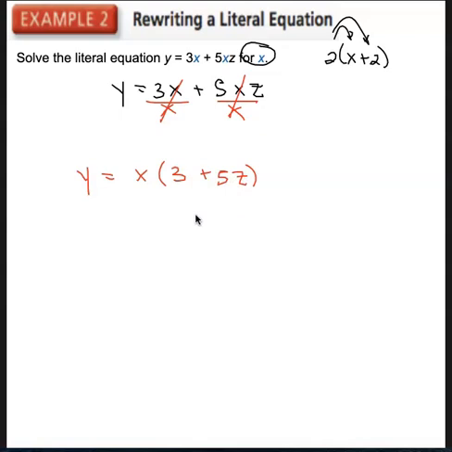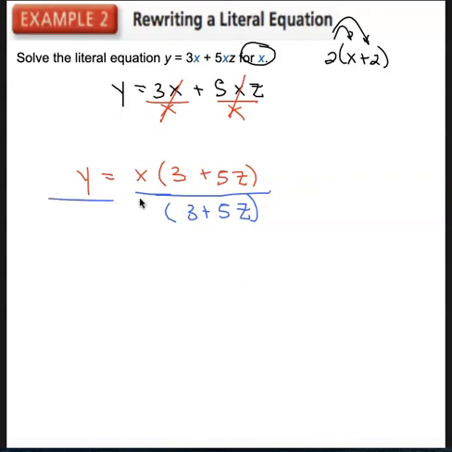I know I have x times the quantity of something. I don't want x times the quantity of something. I want just x. So how do I get rid of that times the quantity of? Times the quantity. What's the opposite of times, or multiplying? Good. So I'm going to divide by the quantity of 3 plus 5z. So I'm not just dividing by one number. I'm dividing by an expression, 3 plus 5z, but it's a quantity which represents one number.